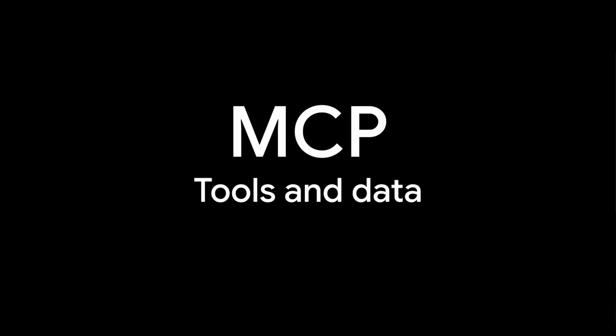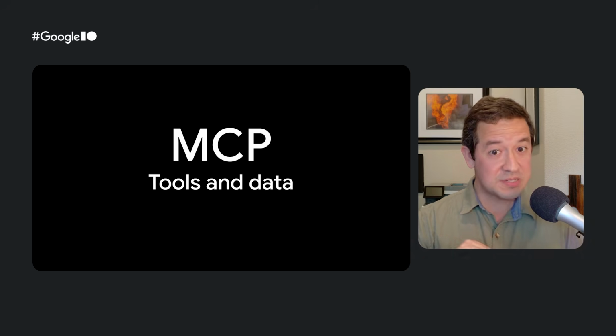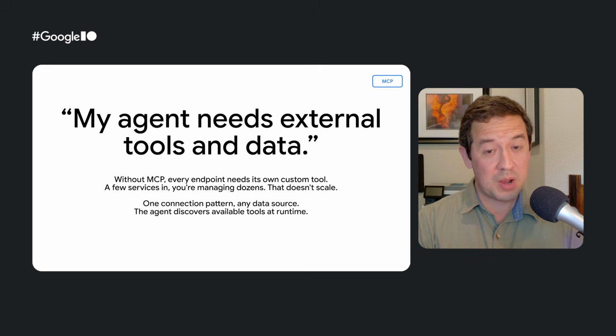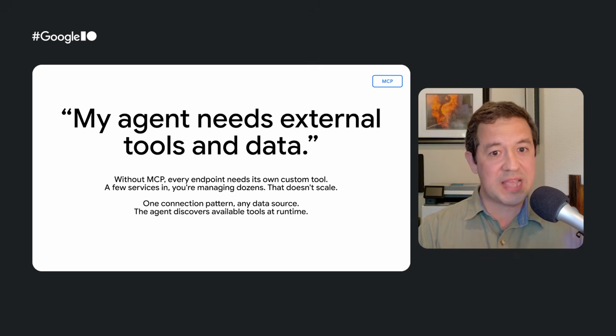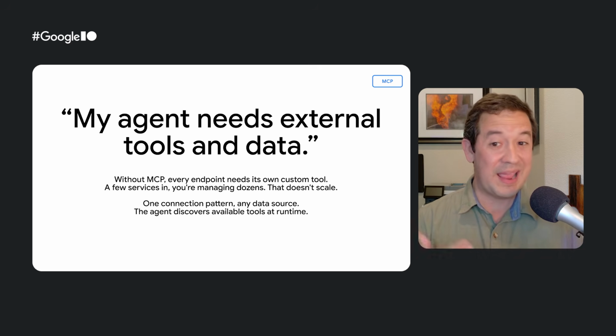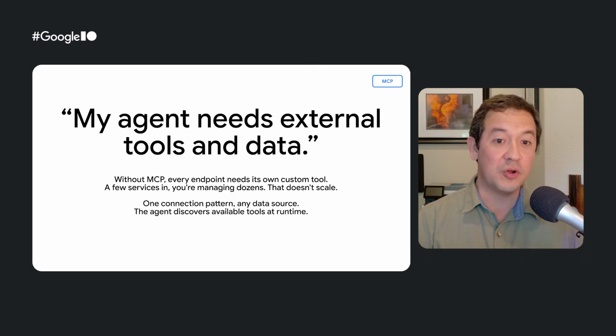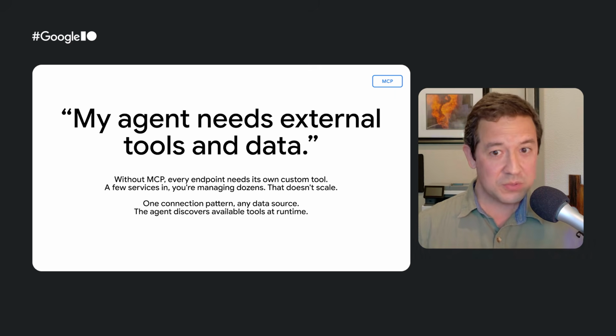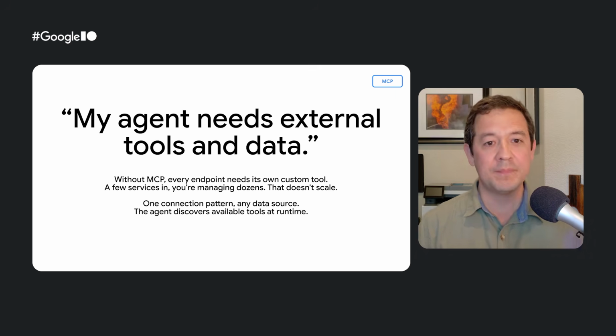First, let's start with something probably familiar to you, MCP, or Model Context Protocol. This helps us connect our agent to tools and data. So the first problem is my agent needs to use external tools. Without MCP, every API endpoint needs its own custom tool. And a few services in, and you're already managing dozens of tools. That really doesn't scale well for you or the agent.